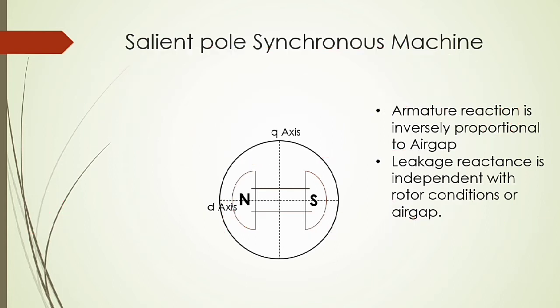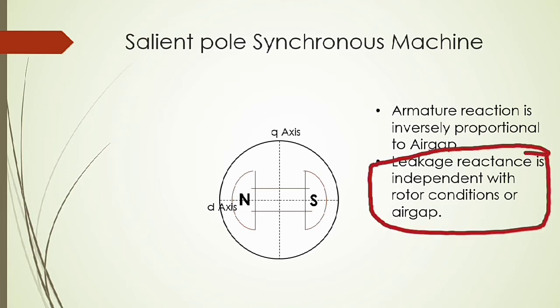So next is, leakage reactance is independent of rotor condition or air gap. We discussed already. Leakage reactance is independent of rotor condition. Whatever the condition is, either the rotor is cylindrical type or the rotor is salient type, it doesn't matter, and it doesn't change the value of leakage reactance, because leakage reactance depends on leakage flux, and leakage flux is the stator flux that closes on itself. So it doesn't interact with air gap.